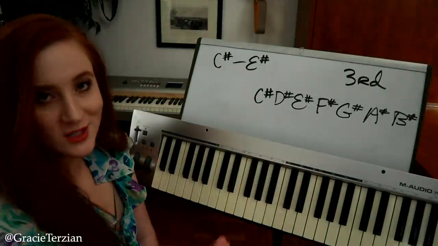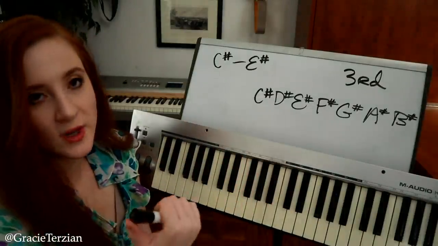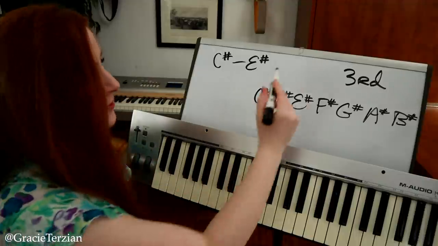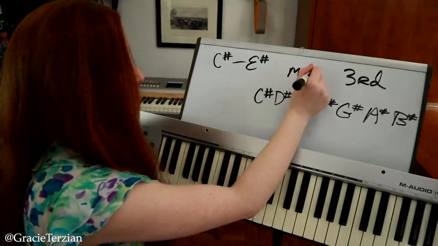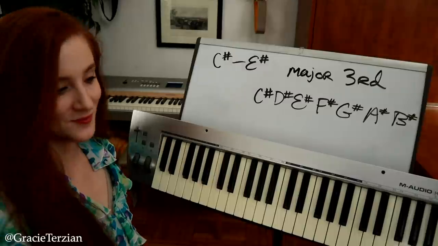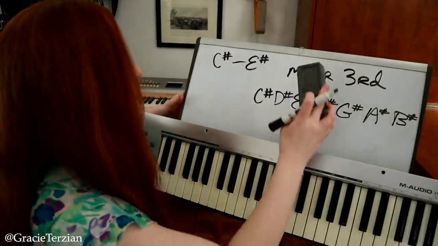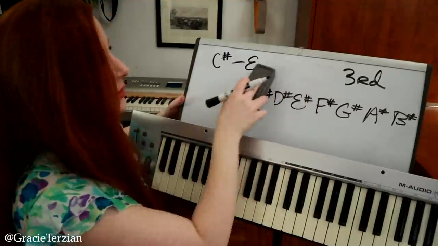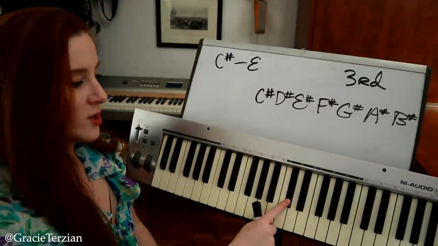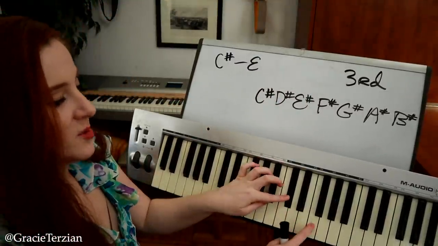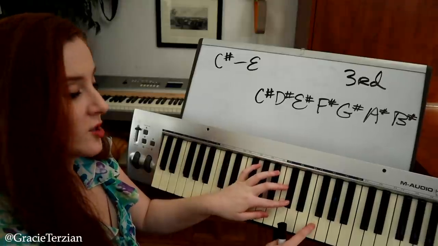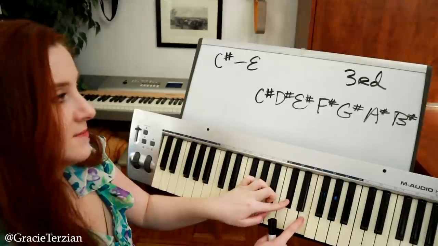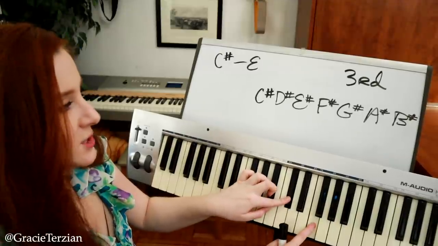So we get to use the default setting for a third. What is the default name for a third? Do you remember? It's a major third, therefore this is a major third. Cool. What if instead of E sharp, we had an E natural? So here's my C sharp, and this would be an E sharp. It's the same note as an F. So C sharp to E sharp is a major third.